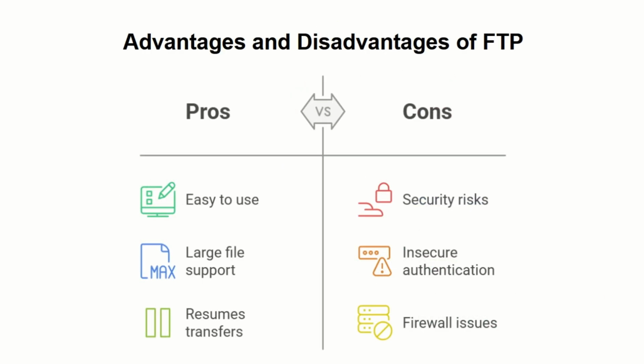The advantages and disadvantages of FTP: its ease of use, with simple commands and good support by various tools and operating systems, and it handles large file transfers efficiently. It supports resuming interrupted file transfers. When we consider the cons, it has security concerns. Standard FTP only uses basic username and password authentication, which is insecure, and it lacks encryption. Also, active FTP can encounter difficulties with firewalls and NAT.